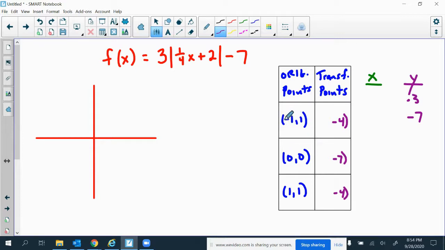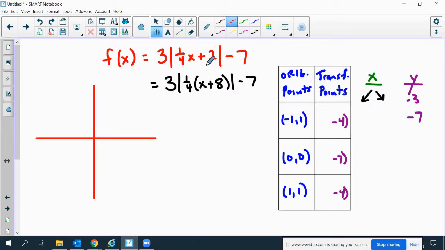Now, if you take a look at the x values, we can organize this in a couple ways. We can look at it the way the problem originally is written, like 3 absolute value of 1/4 x plus 2. Or we can factor out the 1/4 and see x plus 8 times 1/4 on the inside. And so I can organize this in two different ways. The first way would be the original problem. So I would subtract 2 and multiply by 4.